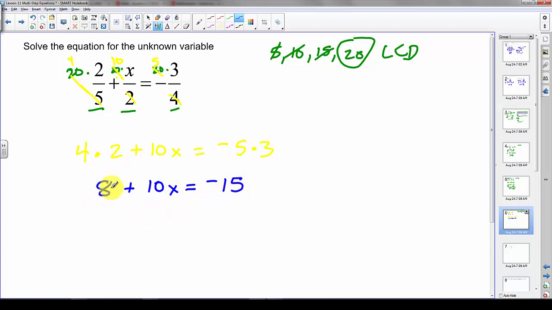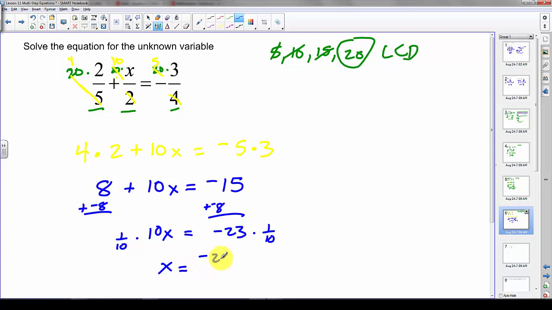I need to undo this 8 because this is a multiplication. So I'm going to add a negative 8 to both sides, giving me a negative 23 is equal to 10x. Undo that multiplication of 10 by multiplying by 1/10 to both sides. Or again, you could say divide by 10 to both sides. 10 times 1/10 gives me 1x. And I have negative 23 over 10 is what my x value is equivalent to.